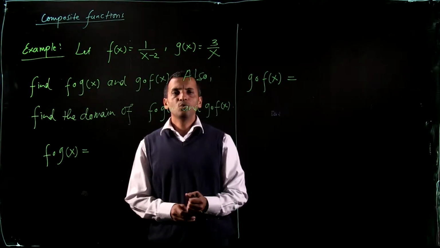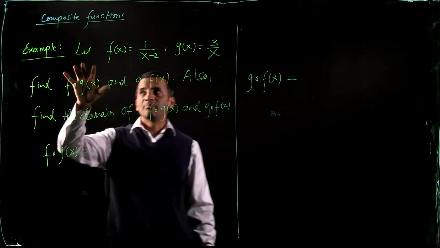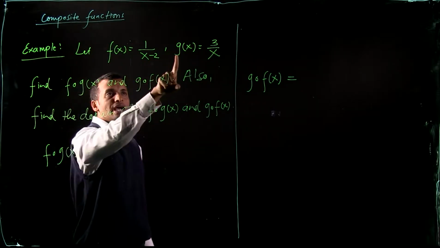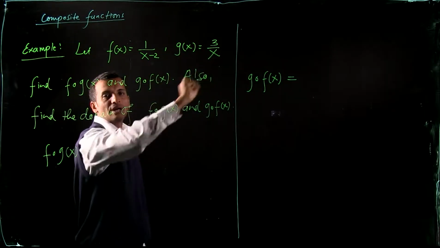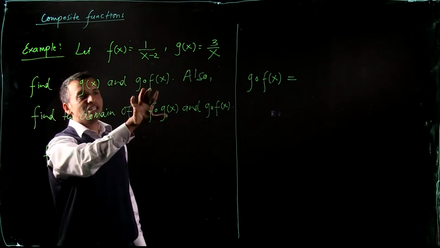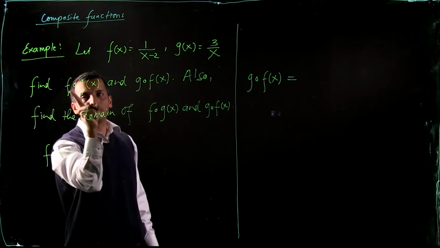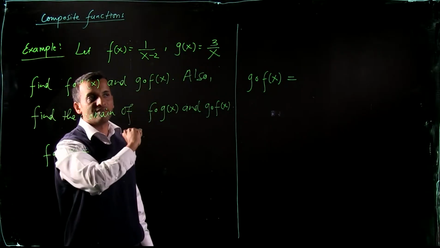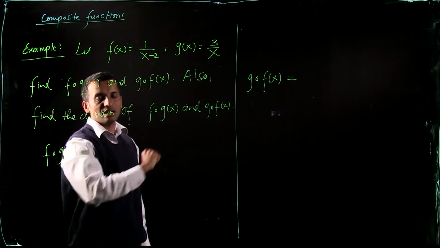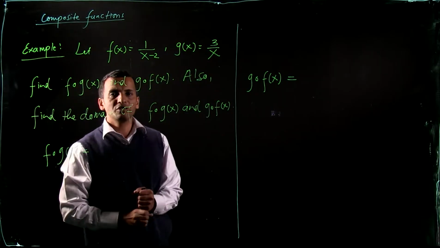So let's take one more example on this. In this example, f of x is given as 1 over x minus 2, and g of x is given as 3 over x. Okay, so you want to find f o g of x and g o f of x, meaning the composite of f and g, and the composite of g and f. Also, you need to find the domain of the composite function. So how do you find the domain of a composite function?